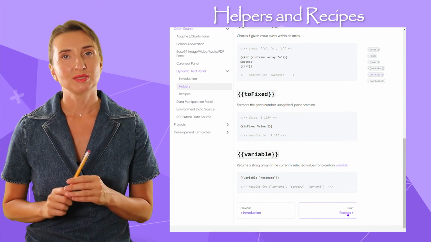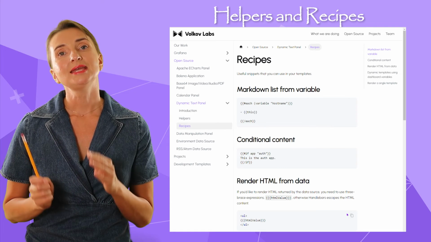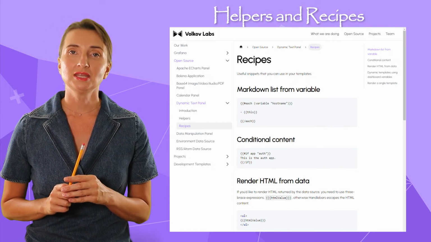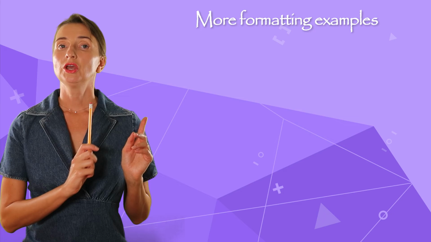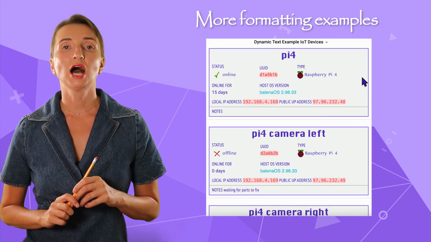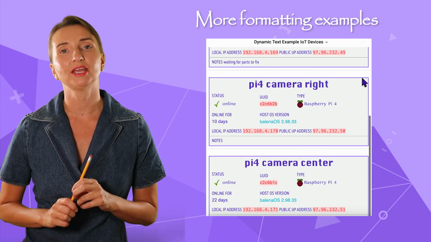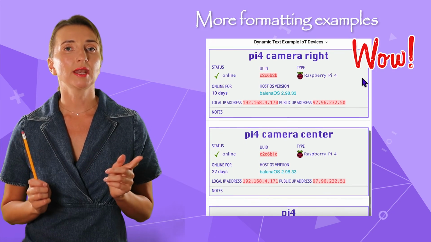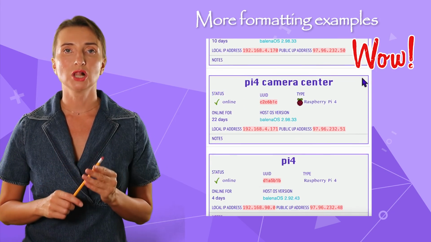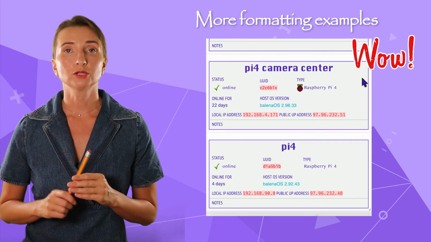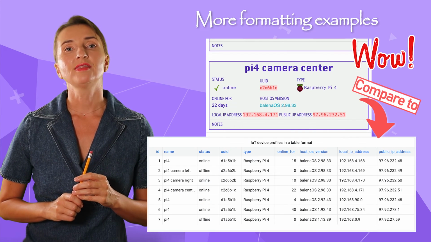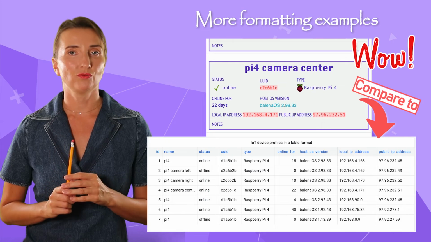Look for recipes as well. A recipe is a code snippet to copy and integrate into your code. Here is another example of how the dynamic text panel can format information about your IoT devices. I tried a lot with fonts, colors, spacing. The result looks much more readable than the data fetched in a table format.